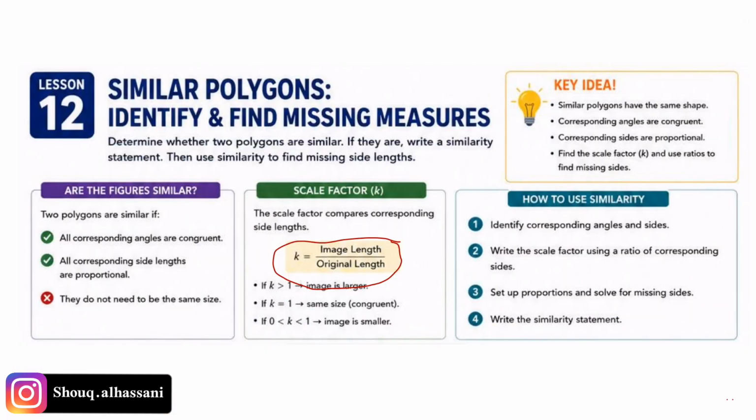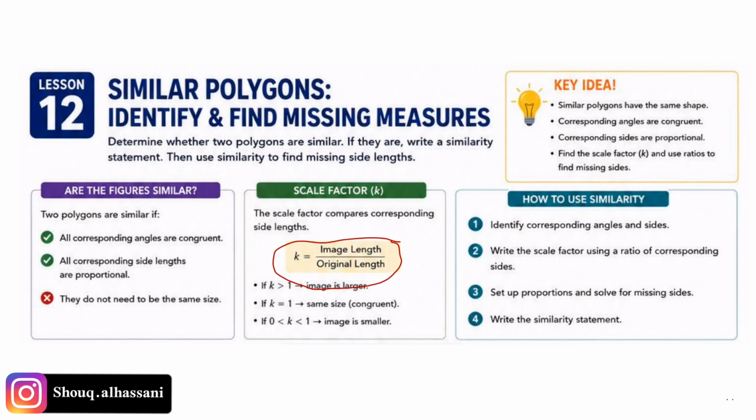In this lesson, we're moving from identifying similar polygons to actually solving for missing measures. To confirm that two polygons are similar, they must pass two tests. All corresponding angles must be congruent, exactly the same. All corresponding sides must be proportional. If they pass, we use the scale factor K to find the missing side's length. The formula is K equals image length divided by original length.